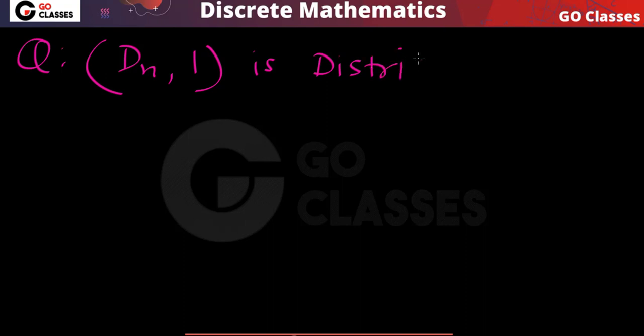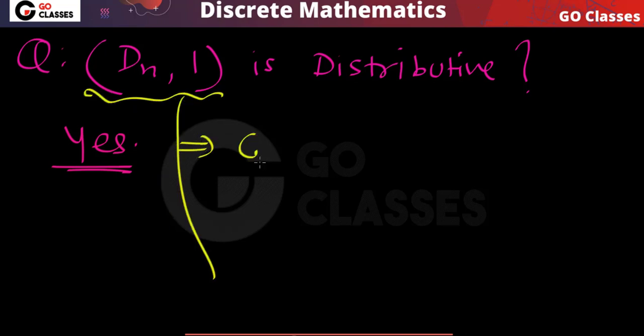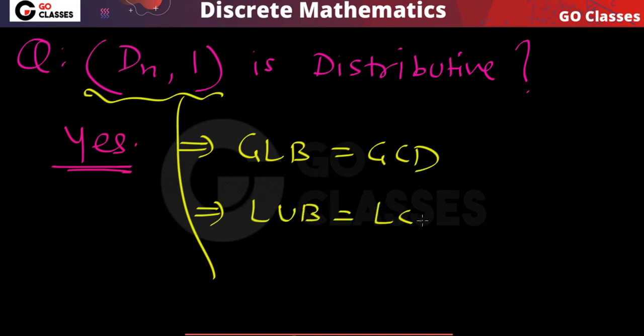What about distributive? What can you say about distributive? So this is the question. Can I say that this Dn divisibility is distributive? Just think about it. The answer is yes. Why is this distributive? Because remember, in this Dn divisibility, you can notice that your GLB is same as GCD, and your LUB is same as LCM. So the distributive property is satisfied.